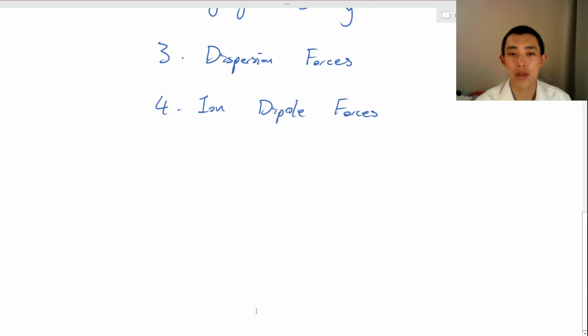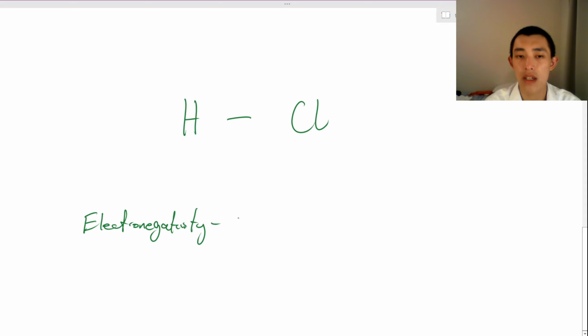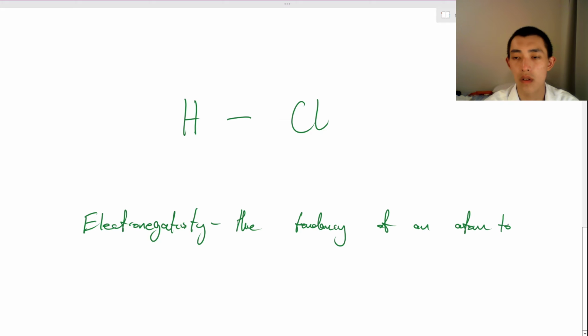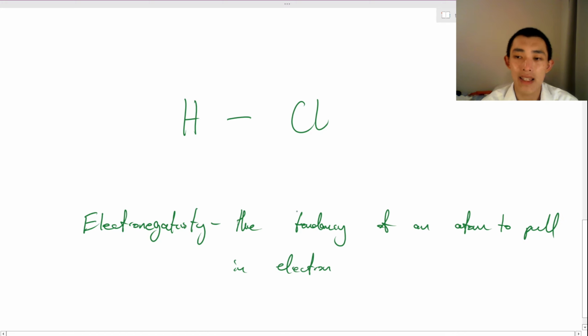To understand dipole-dipole bonding, let's have a think about a molecule, for example, hydrogen chloride. Now, we need to also remember one related concept, and that is the concept of electronegativity. What is electronegativity again? Well, electronegativity is the tendency of an atom to pull in electrons toward itself. If you're not too familiar with electronegativity, we do have a video on it that you can watch. But in short, chlorine is a very, very electronegative atom, much more so than hydrogen.